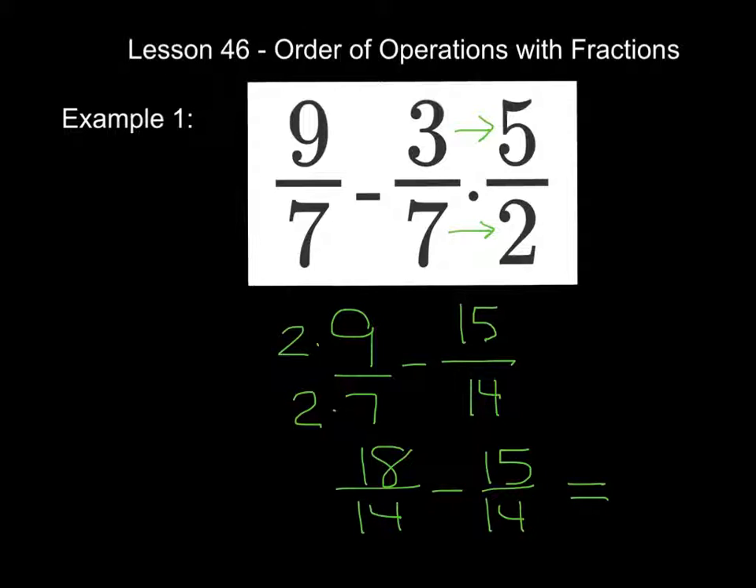Now it's time to subtract. Remember, you only subtract the top numbers. The denominator stays the same. 18 minus 15 is 3 over 14.